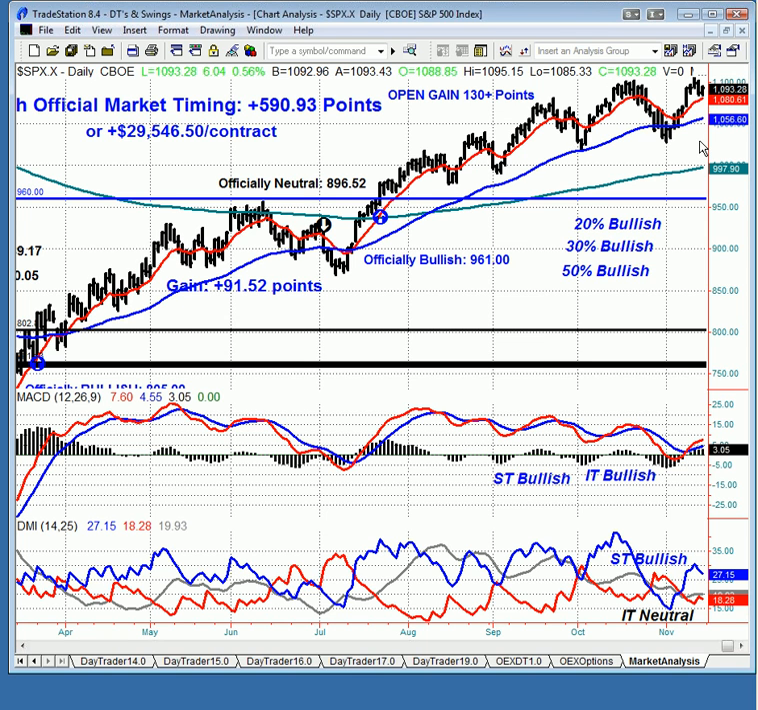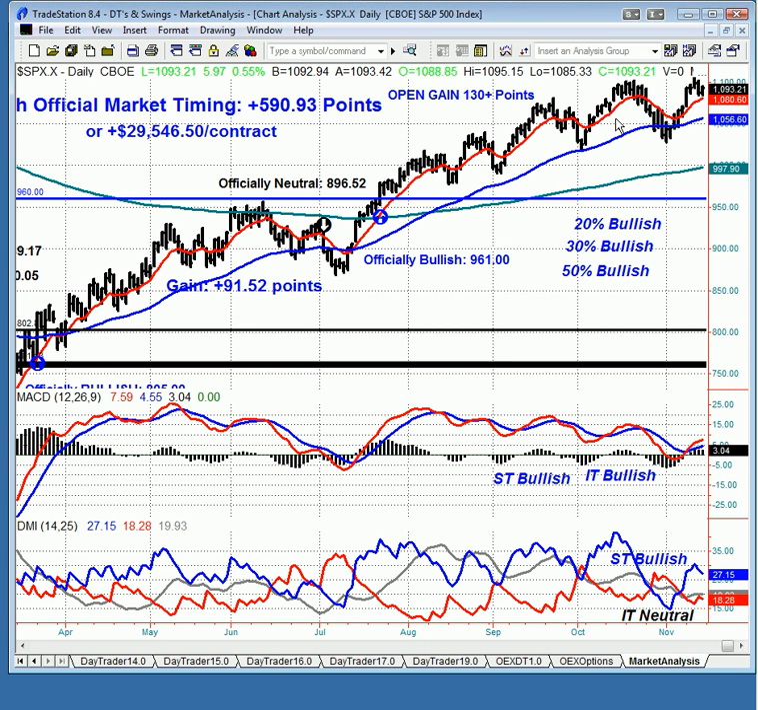Two consecutively lower closes may move us to the bearish side, but as you can see, we could have a nice retest of the very round 1000 level. If we get down there, we'll have to gauge the market once it gets down there. Right now we're trying to get above the 1100 level.